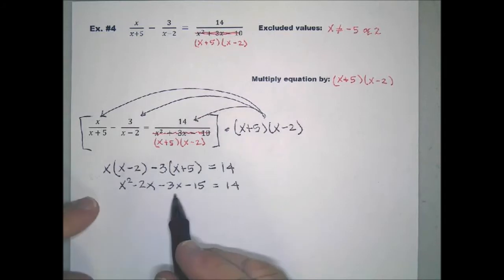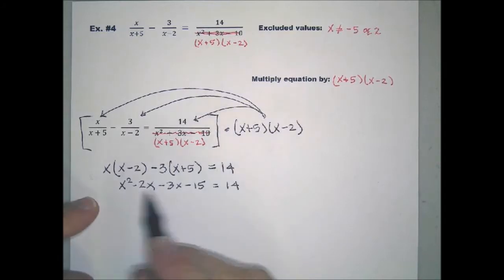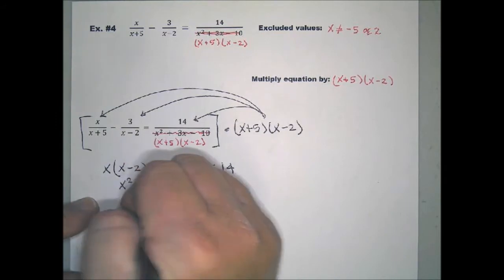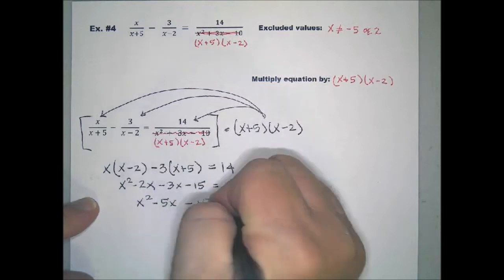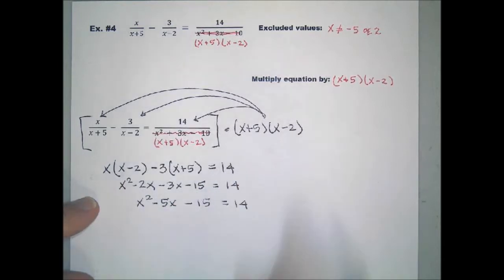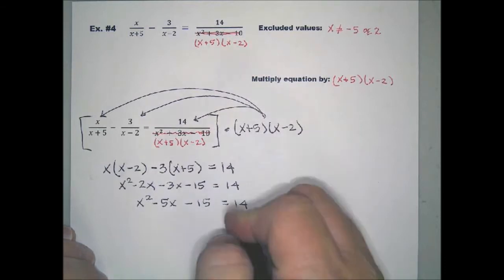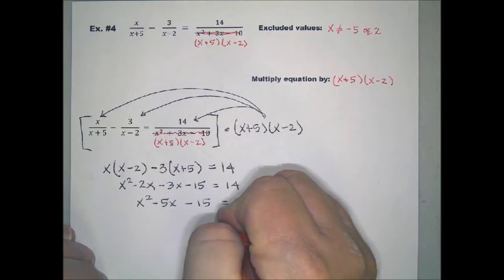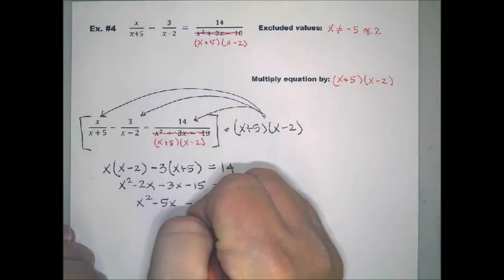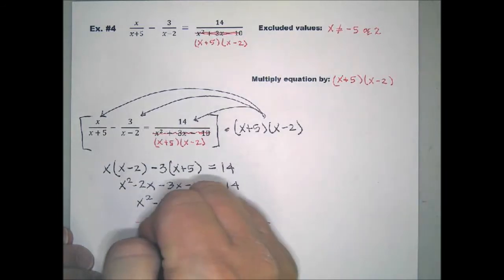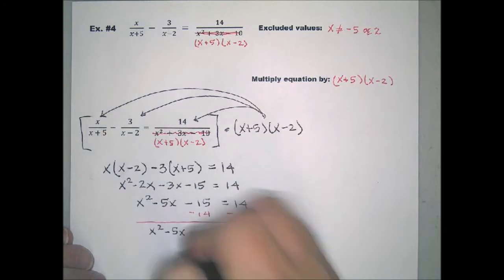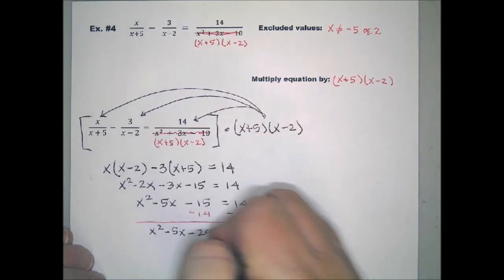So, clean up the left-hand side. Negative 2x and negative 3x combined like terms makes x squared minus 5x minus 15 equals 14. Now, since it's a quadratic again, I'm going to make it equal 0 by subtracting 14. And that leaves me with x squared minus 5x minus 29 equals 0.